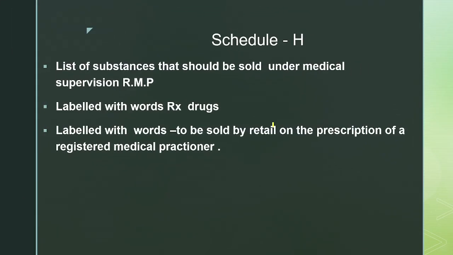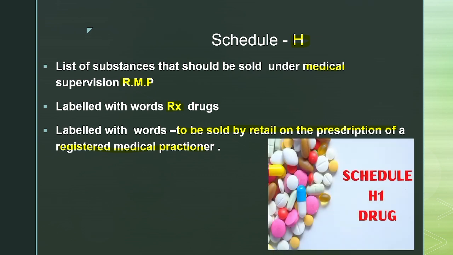And what is schedule H? Schedule H mostly deals with prescription drugs, to be taken under an RMP, a registered medical practitioner, only. We need to take the medicine under prescription only, and it is labeled with the symbol Rx. It must be taken under medical supervision, and is labeled with the words: to be sold by retail on the prescription of a registered medical practitioner. Okay, this is the caution for schedule H drugs.